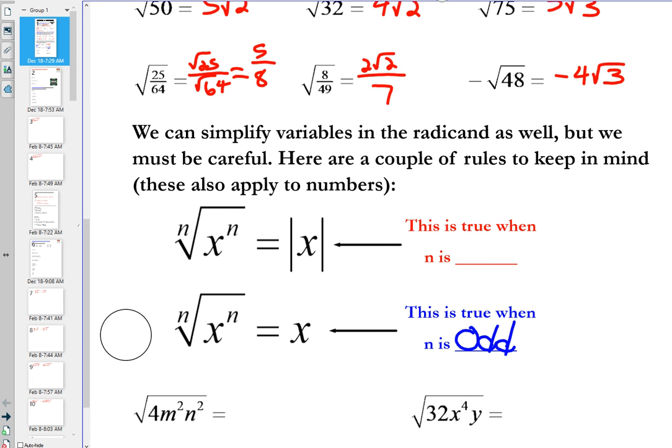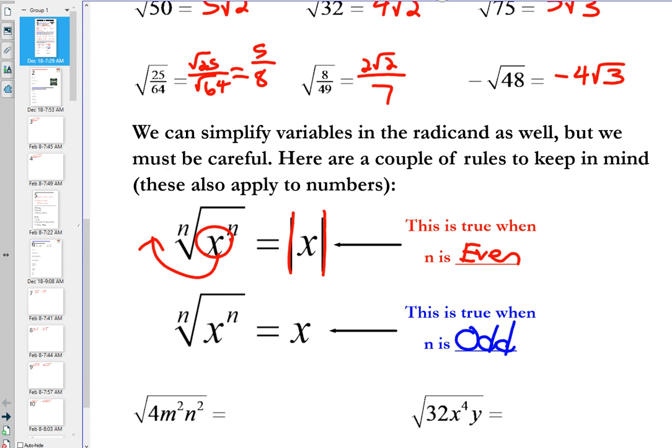Well, if that exponent and that index happen to be not only odd, but the same, you're just going to cancel each other out because anything divided by itself is 1, and you would just get the variable. But if the exponent and the index are even, when this x breaks out of the radical, it's going to need an absolute value.